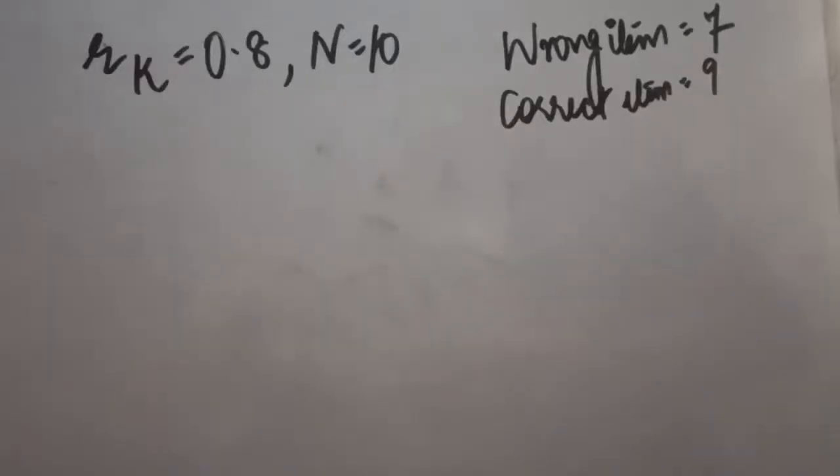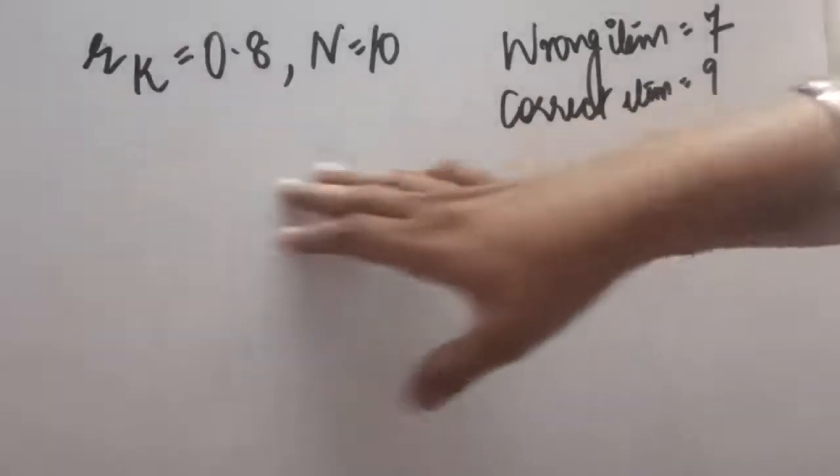Now we will discuss what to do if you have been given the wrong value of rank correlation, and from there you have to calculate the right value of the rank correlation. So how can you solve that? Now I have made this question very simple.